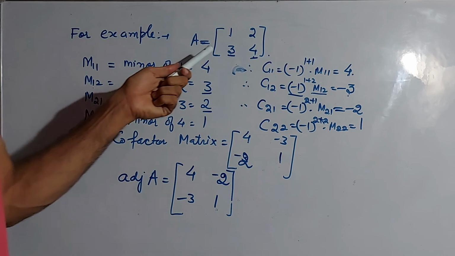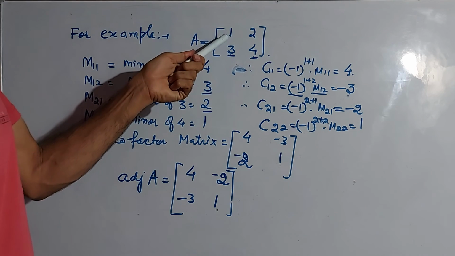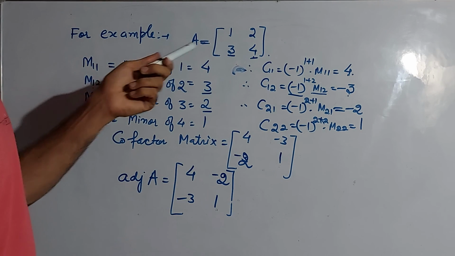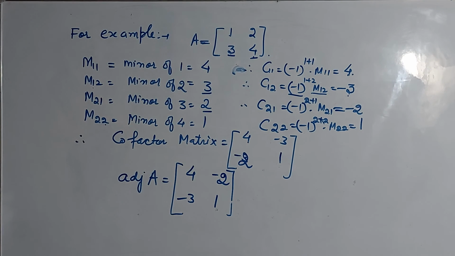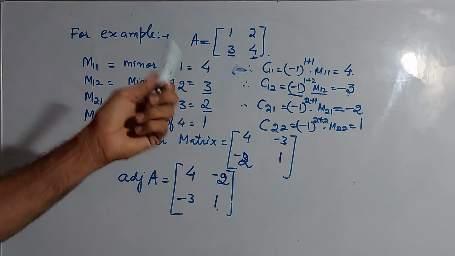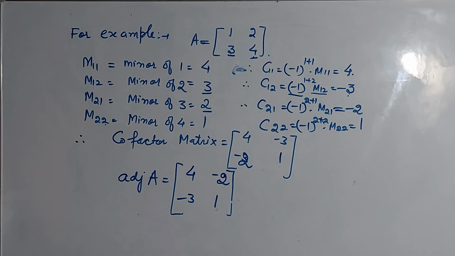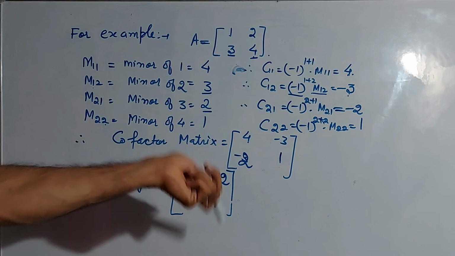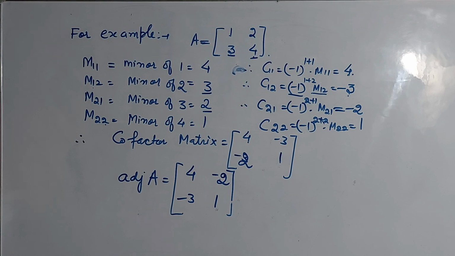If the matrix is of order 3 by 3, we first of all find out the cofactors of all the elements and then write the cofactor matrix and then take the transpose of the matrix. So these are the 3 steps we should remember. We find out the cofactors, write the cofactor matrix and then take the transpose by interchanging rows into columns. So this is the adjoint of a matrix.